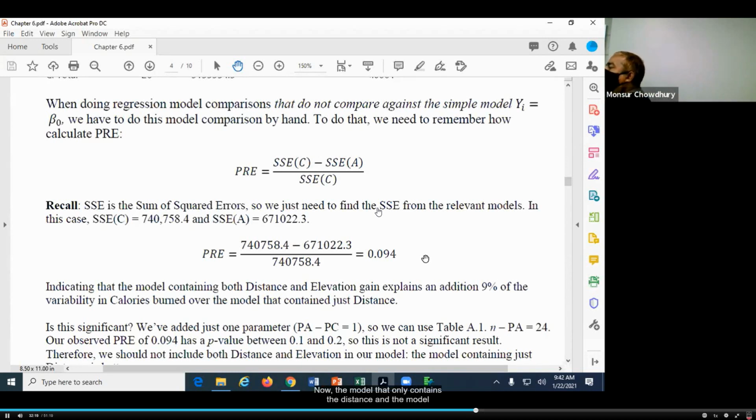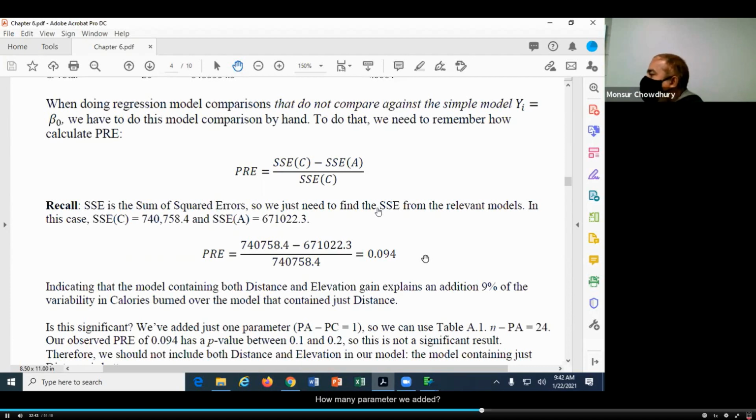Now, the model that only contains the distance and the model that contains both distance and elevation gain only add 9% of the variability. That means the reduction of error is only 9%, which is not much. Now the question is, is this reduction significant?